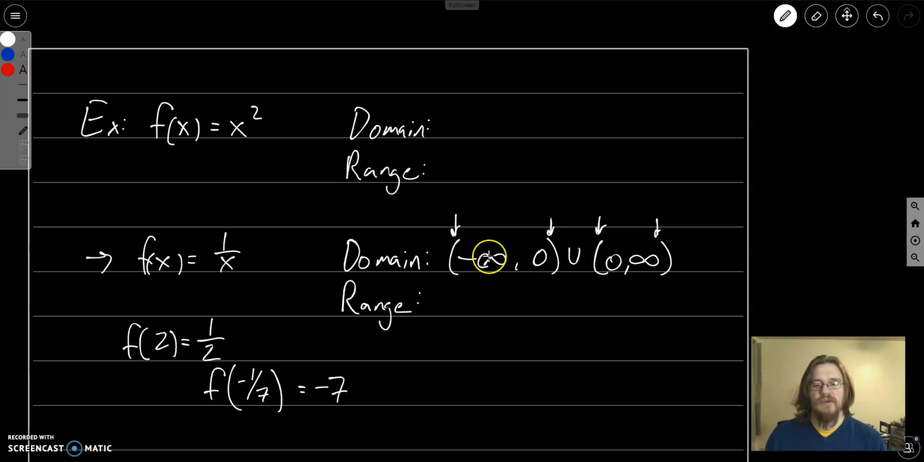So first of all, why don't we include negative infinity? It's not a number. We're not going to plug it into our function. Why don't we include 0? Because we can't divide by 0, so we're not going to include it. Again, I can't divide by 0, so I don't want to include it. And infinity isn't a number, so I'm not going to plug it into my function.